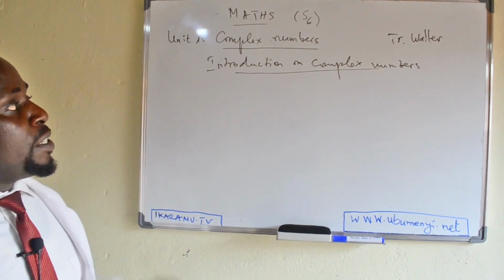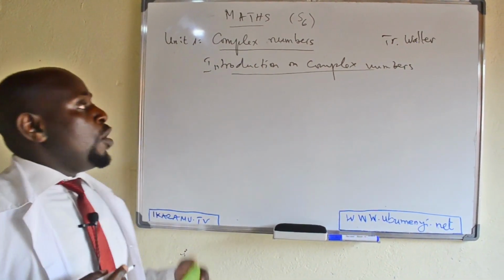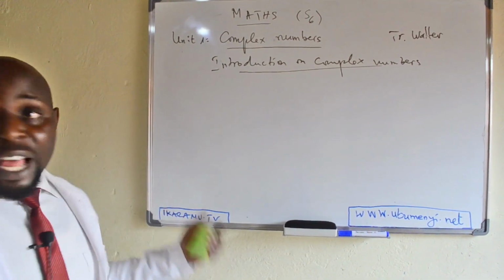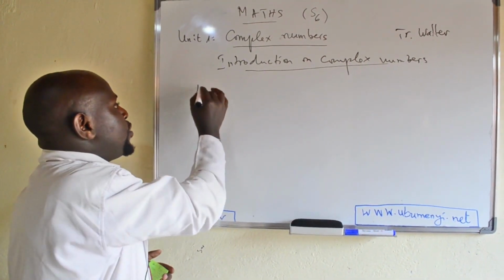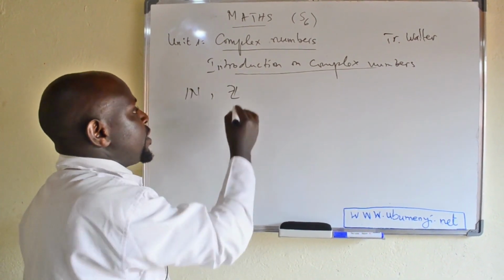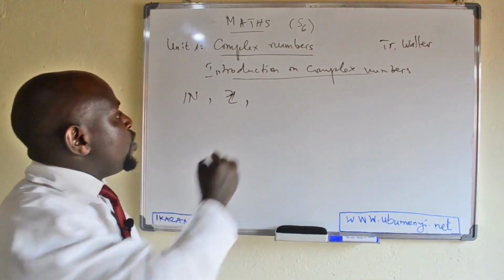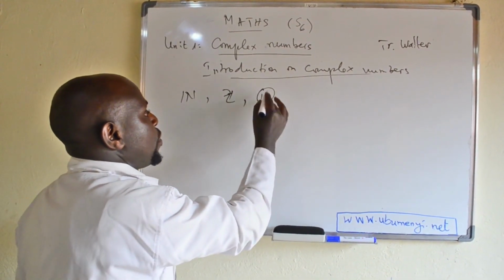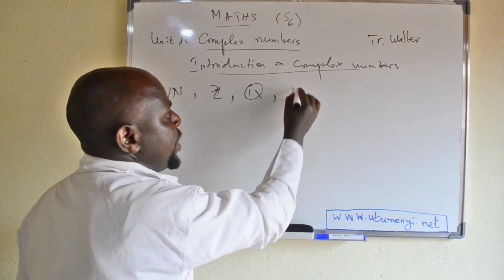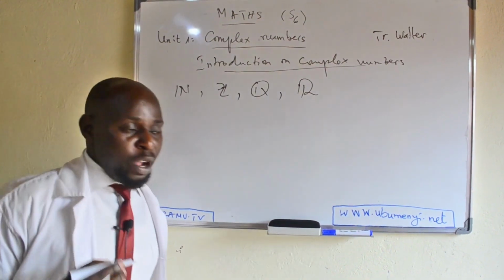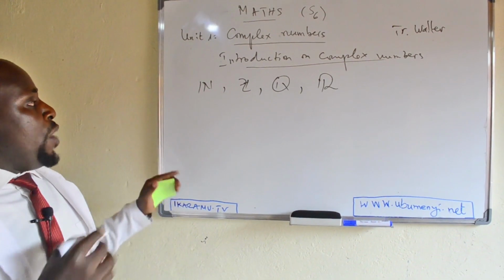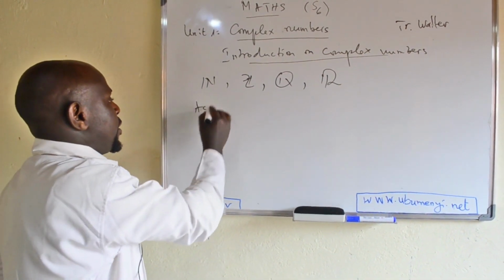So complex numbers, before we go for them, you all used to work within different sets. Among others, they include the set of natural numbers, the set of integers, Z. They also include the set of rational numbers, and they also include the biggest set that I know most of you were aware of, which is the set of real numbers. So we are going to start with a small activity.